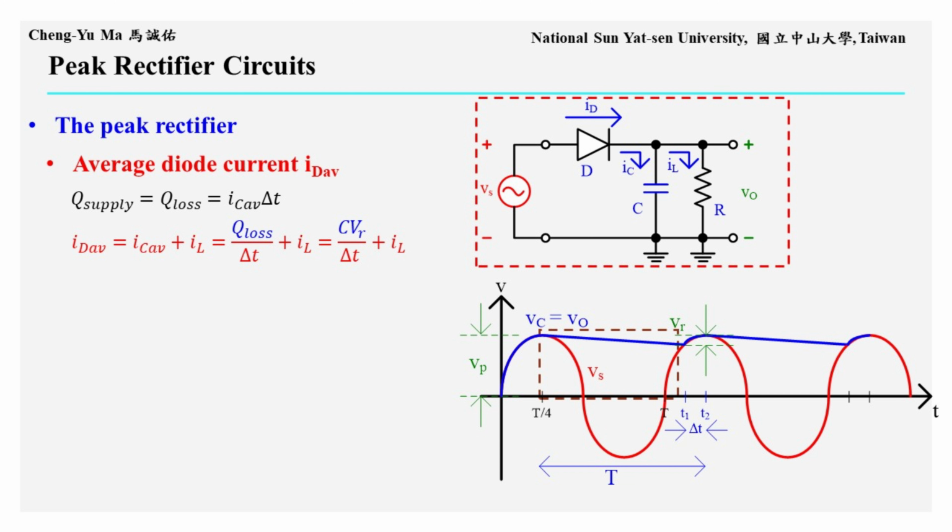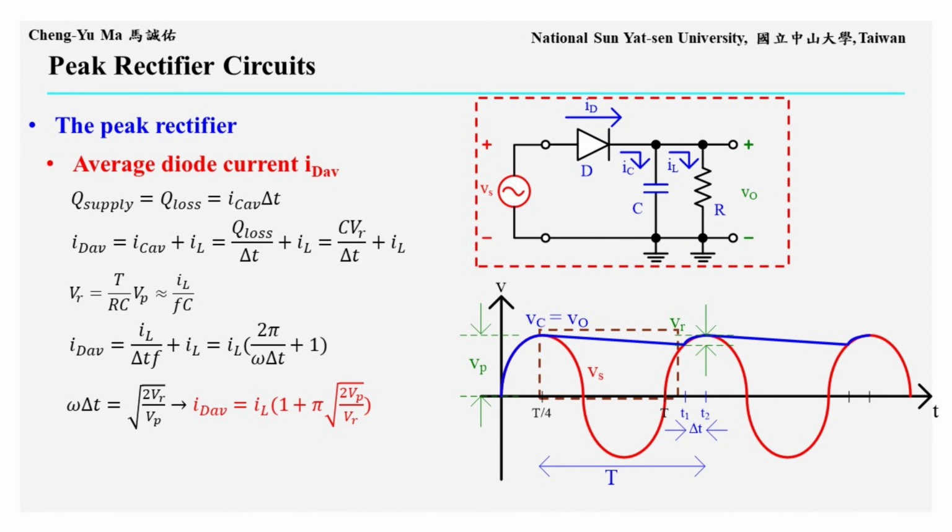Since Q loss equals C times VR, ID average equals CVR divided by delta t plus IL. From the earlier result, VR is approximately equal to IL divided by FC. Substituting this into the equation for ID average gives ID average equals IL divided by delta t times F plus IL. Since omega equals 2 pi f, this can be written as IL multiplied by the quantity 2 pi divided by omega delta t plus 1. Using the earlier result that omega delta t equals the square root of 2 Vr over Vp, we obtain ID average equals IL multiplied by the quantity 1 plus pi times the square root of 2 Vp over Vr.